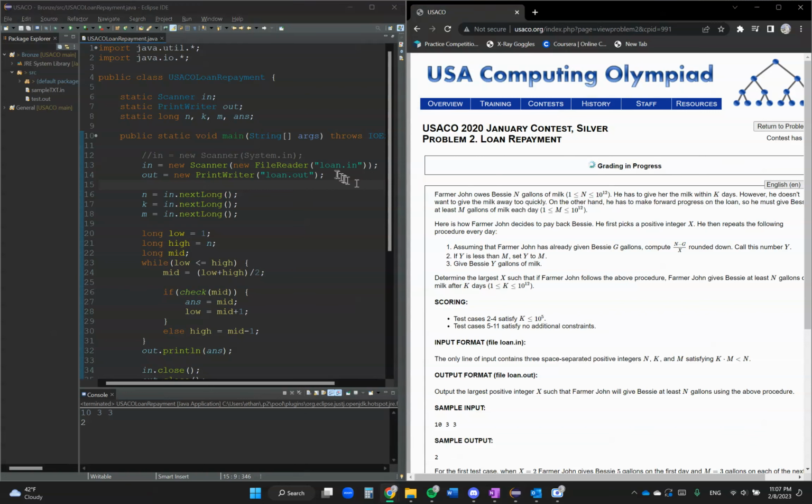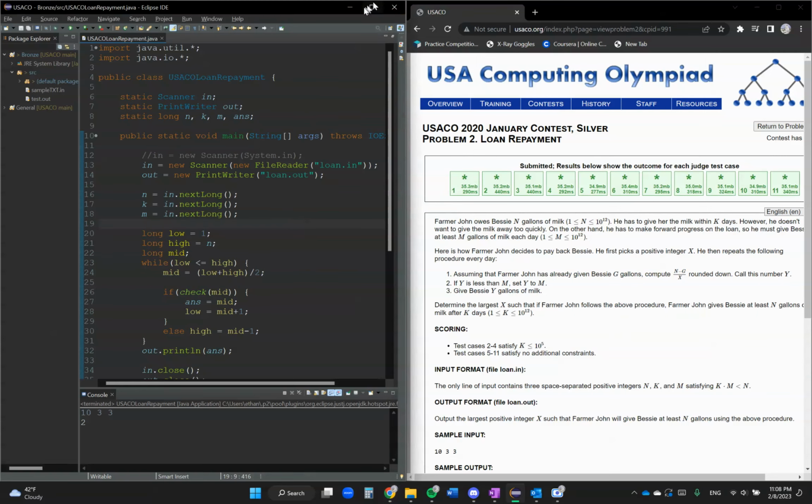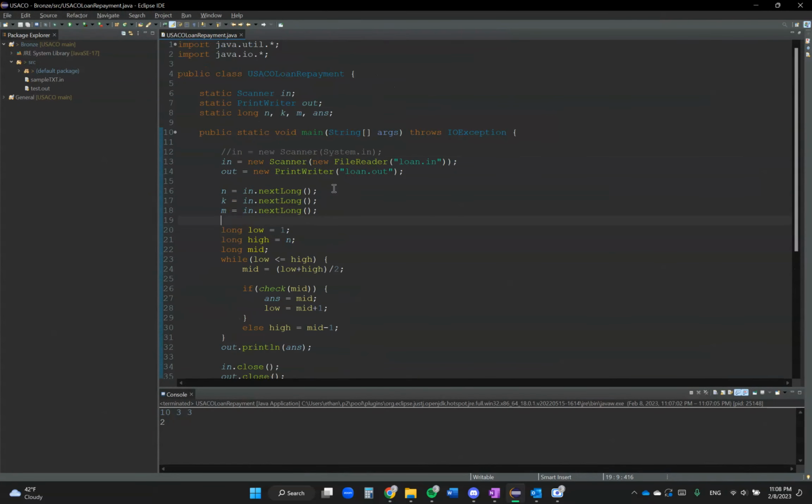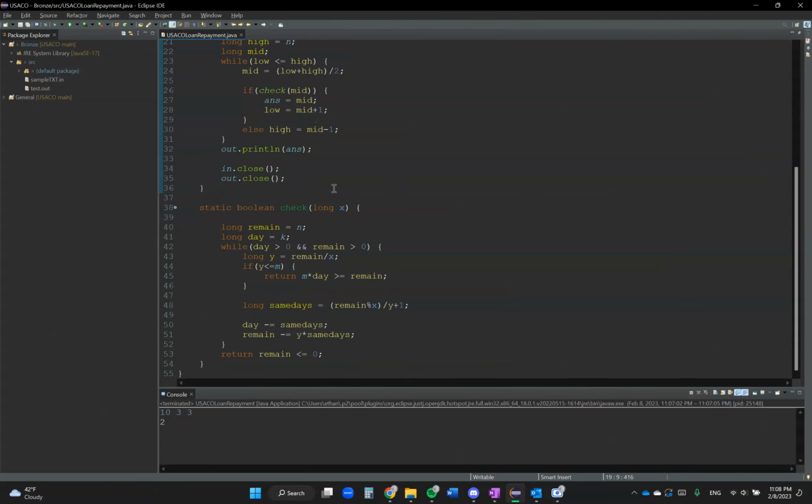Grading in progress. Nice. Okay, it passed all the test cases, and here's the code again. I'll scroll down slowly so you can pause the video anytime you need to.